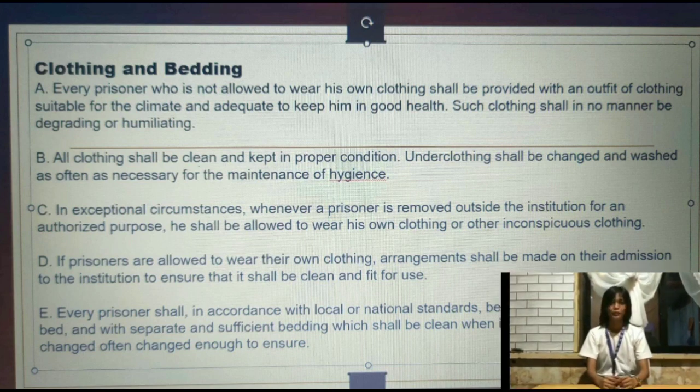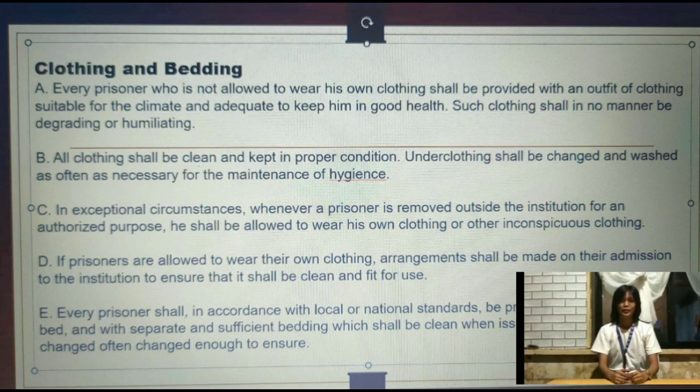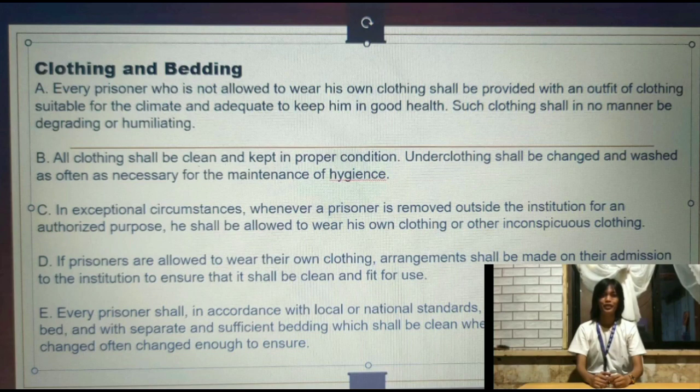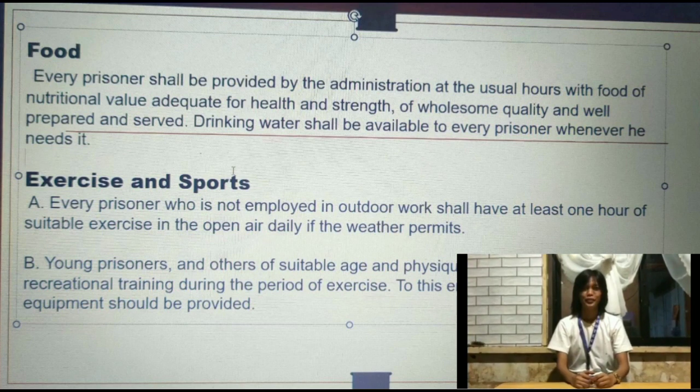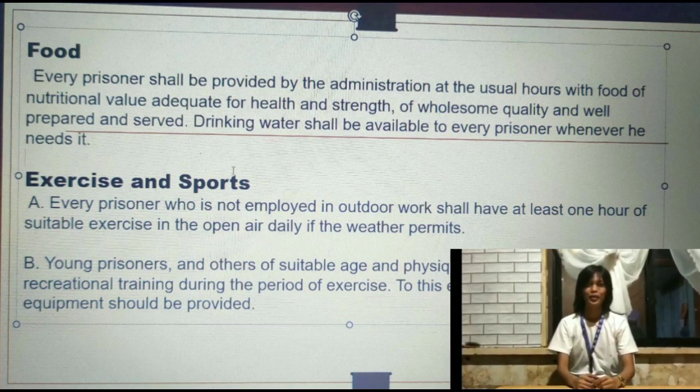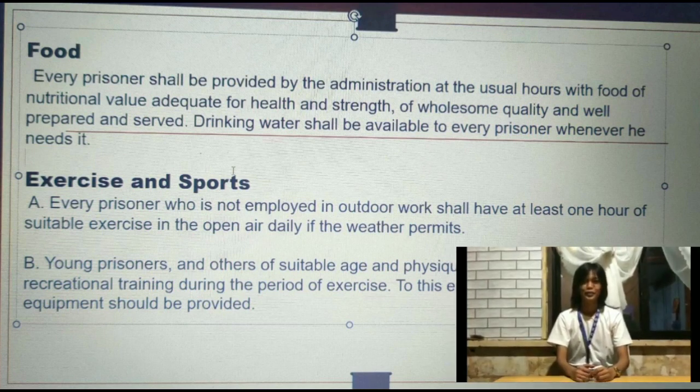A. Every prisoner shall, in accordance with local or national standards, be provided with a separate bed and with separate and sufficient bedding, which shall be clean when issued, kept in good order, and changed often enough to ensure cleanliness. Food. Every prisoner shall be provided by the administration at the usual hours with food of nutritional value adequate for health and strength, of wholesome quality and well prepared and served. Drinking water shall be available to every prisoner whenever they need it.